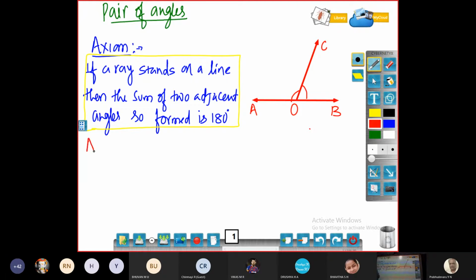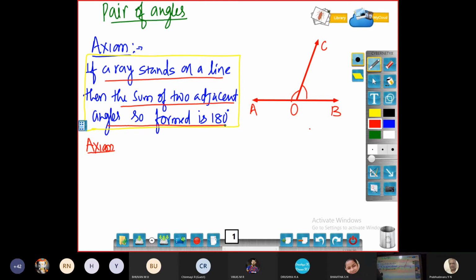That is another axiom. We just interchange what is given and what is the conclusion. In the first statement, the given is that a ray stands on a line. The remaining part, that the sum of two adjacent angles so formed is 180 degrees, is the conclusion. We will interchange both in the statement. Then you see what happens.